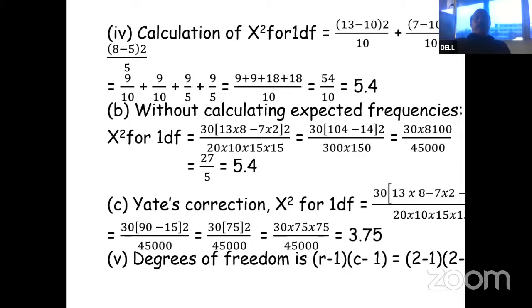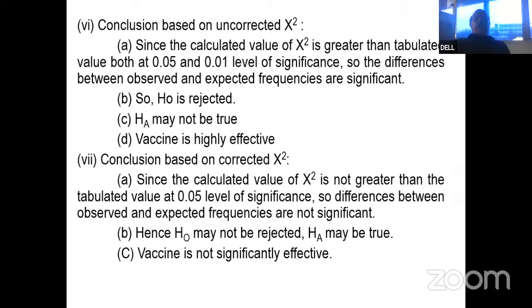Based on that value, we have to compare with the table value. Usually the degrees of freedom are rows minus 1 into columns minus 1. In general, in tabular form, rows and columns are there. The degrees of freedom for that table are R minus 1 into C minus 1, that is 2 minus 1 into 2 minus 1, 1 degree of freedom. So that is the table value, and with it you have to compare.